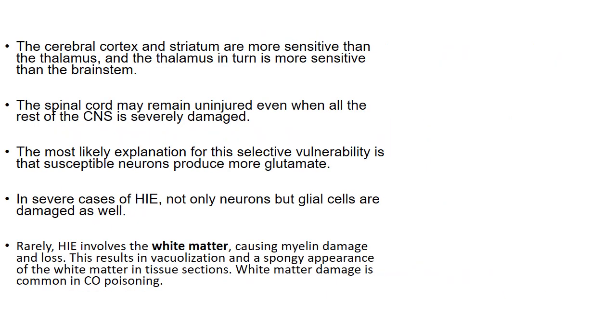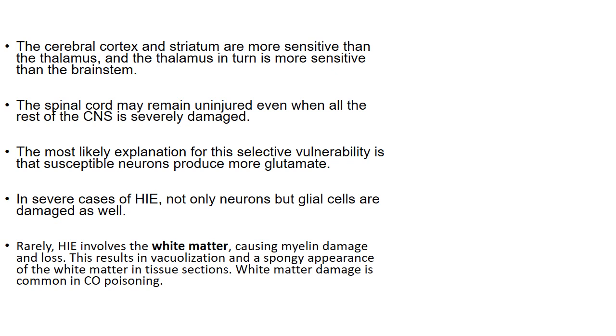The cerebral cortex and striatum are more sensitive than the thalamus, and the thalamus in turn is more sensitive than the brainstem to hypoxic ischemic encephalopathy. The spinal cord may remain uninjured even when the rest of the CNS is severely damaged. The most likely explanation of the selective vulnerability is that there are susceptible neurons which produce more glutamate in the cerebral cortex and striatum when comparing it with the thalamus and subsequently with the brainstem.